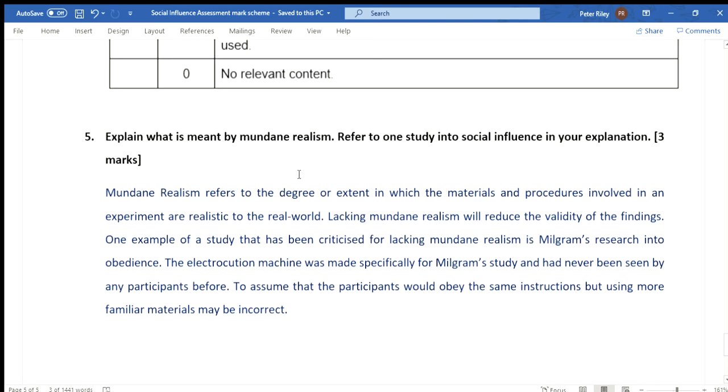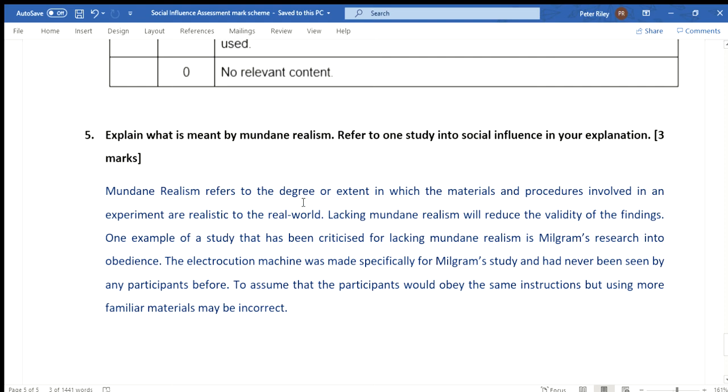And the final question, I said at the start, this was a kind of made up question. Explain what is meant by mundane realism. Refer to one study into social influence in your explanation. So it's a research method question, but again, we have that application part there that we have to refer to at least one study. So there's the definition. Mundane realism refers to the degree or extent to which the materials and procedures involved in an experiment are realistic to the real world.